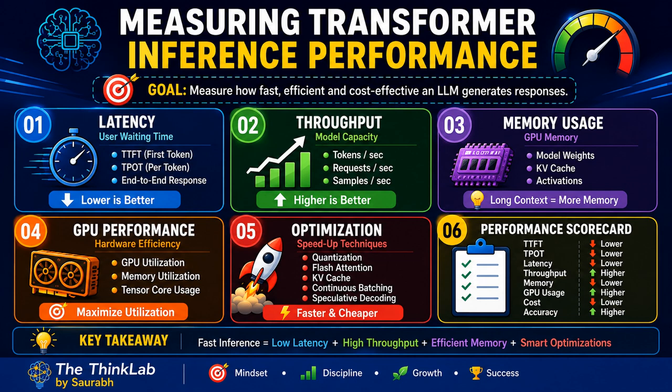Then we have to check the time per output token, which we generally call TPOT. After the first token appears, the model continues generating new tokens. TPOT measures the average time required for each new token. If TPOT is low, words appear smoothly and streaming feels natural. If TPOT is high, the response appears slowly and the user notices delay between the words. So lower TPOT improves the user experience.